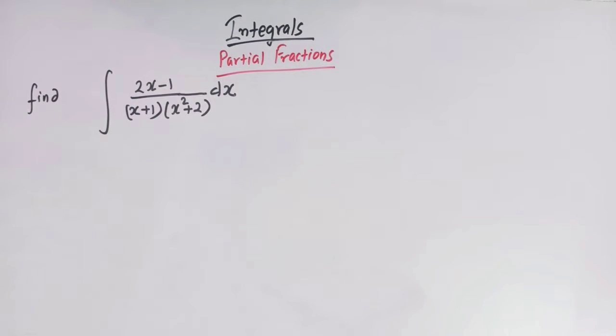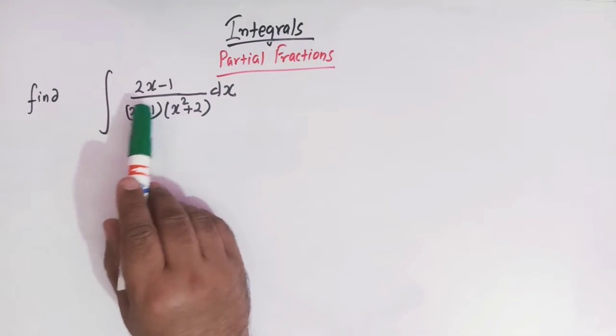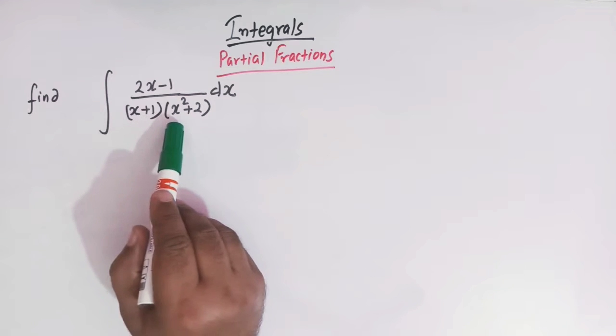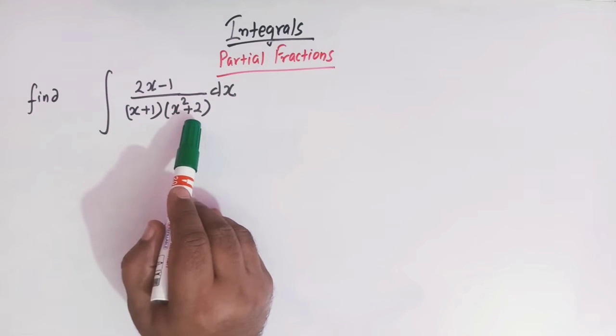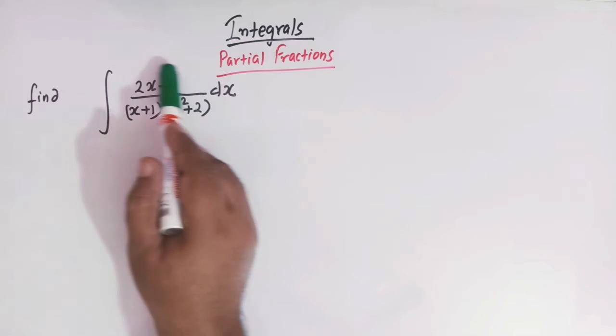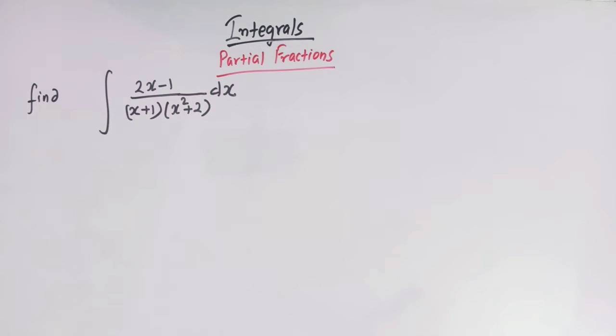Hello viewers, in today's class we are going to discuss one important problem from indefinite integrals. Here we are given this integral, that is (2x minus 1) divided by (x plus 1) times (x square plus 2). We'll solve this integral by the method of partial fractions. So let us see how we can solve this integral by making use of partial fractions.